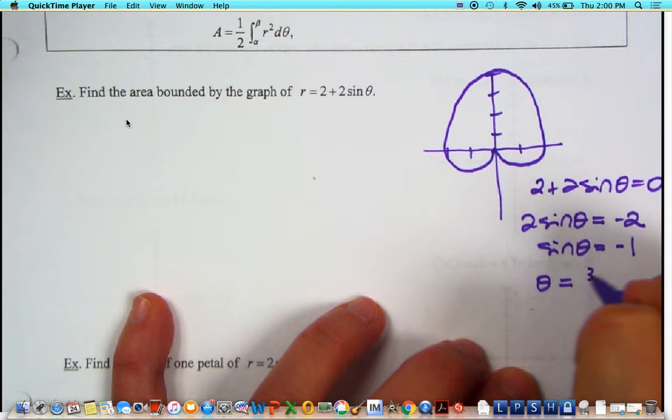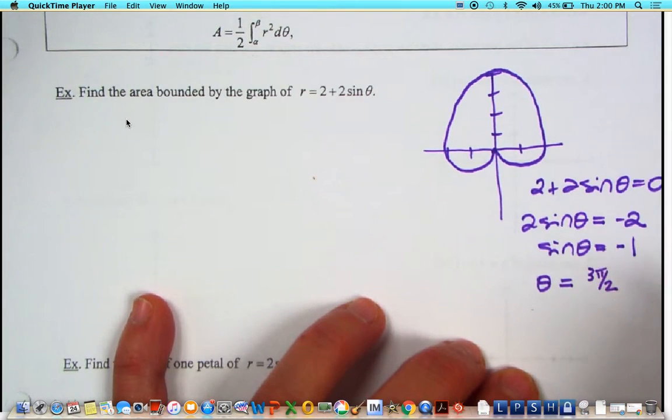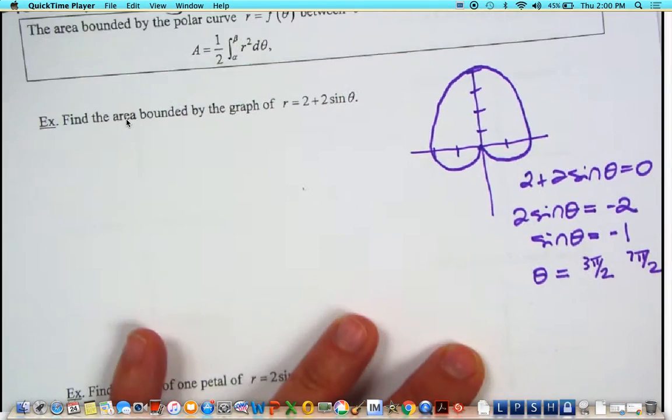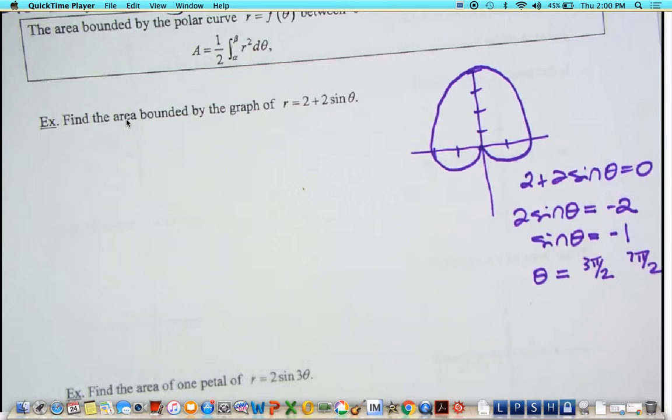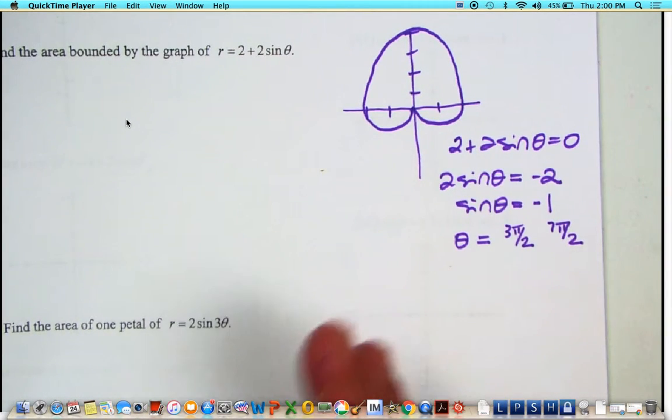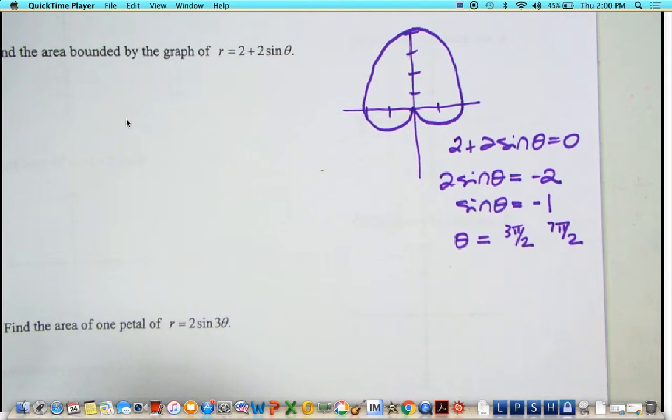It's at 3 pi halves, and then to get to -1 again, you'd have to go all the way around. It would be 7 pi halves, wouldn't it? Yeah. But here's the thing. For a cardioid, you don't even have to sweat this. Anytime you have a cardioid, you can always go 0 to 2 pi.